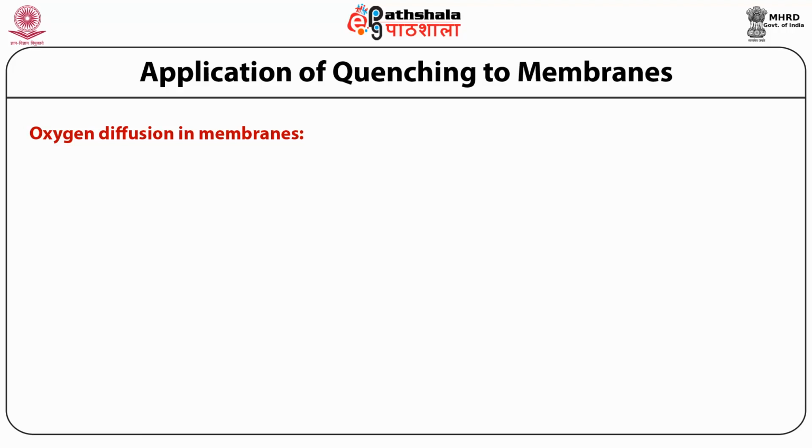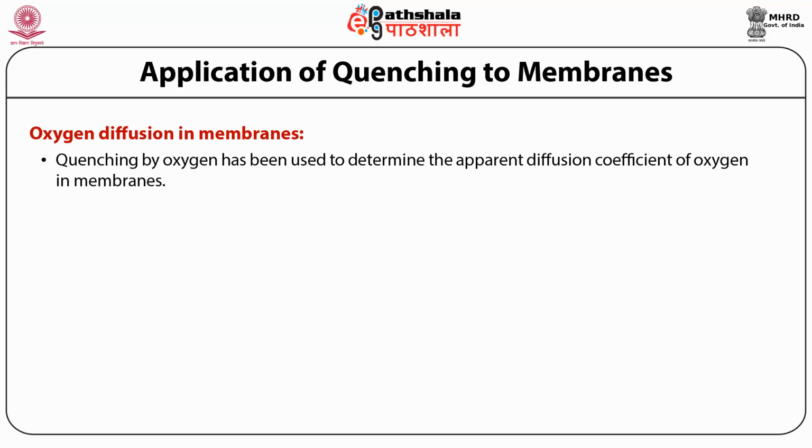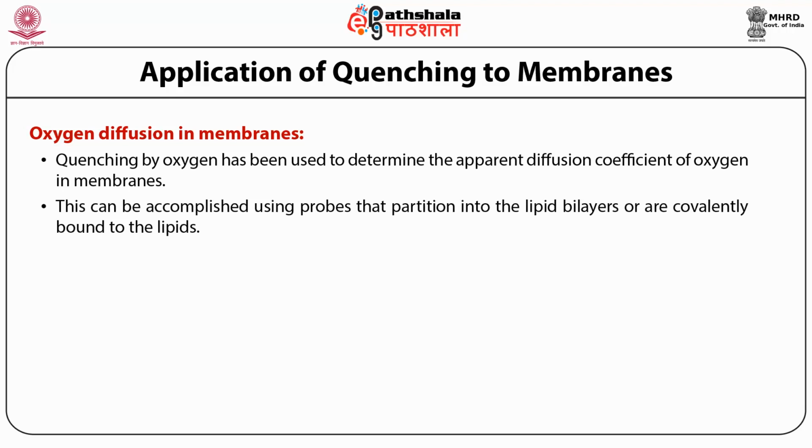We all know that oxygen is very important for cellular function, because oxygen is required in all oxidation reactions. And oxygen behaves as a very effective quencher for various fluorophores. So by studying the quenching of various fluorophores by oxygen, we can study how much oxygen can cross the membrane. Quenching by oxygen has been used to determine the apparent diffusion coefficient of oxygen in membranes. This can be accomplished by using various probes, which should go into the lipid bilayer and be covalently bound to the lipids.